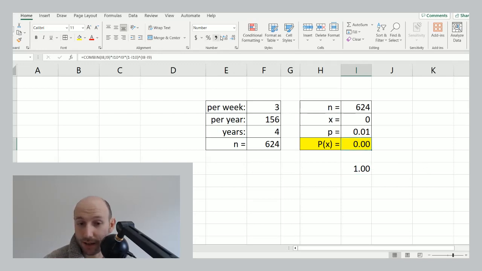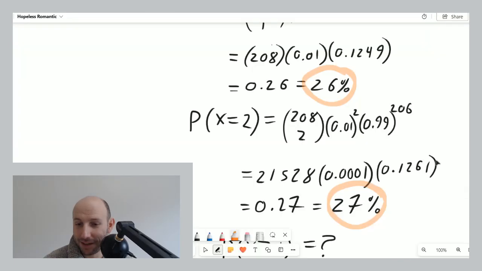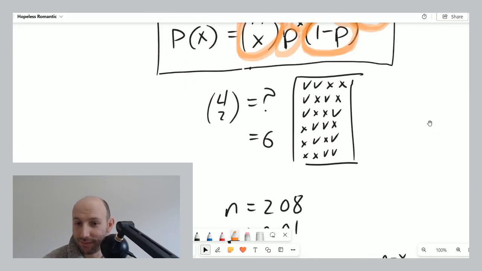Okay, we've got to add some extra decimal places to actually see things differently. Okay, 0.2% chance that they meet no one. 99.8% chance that they meet at least one person. That's going out 3 times a week for 4 years. So our hopeless romantic, as long as they stay romantic, they're not so hopeless.